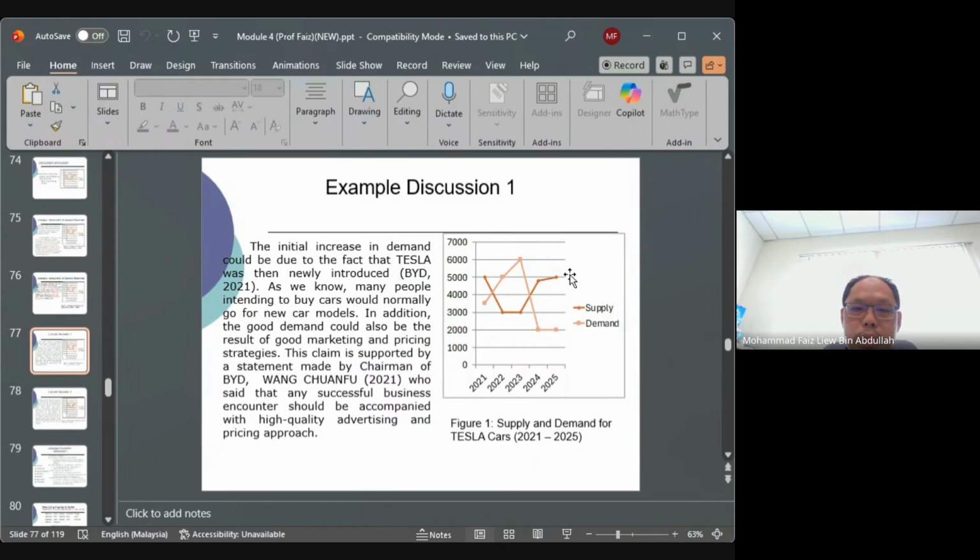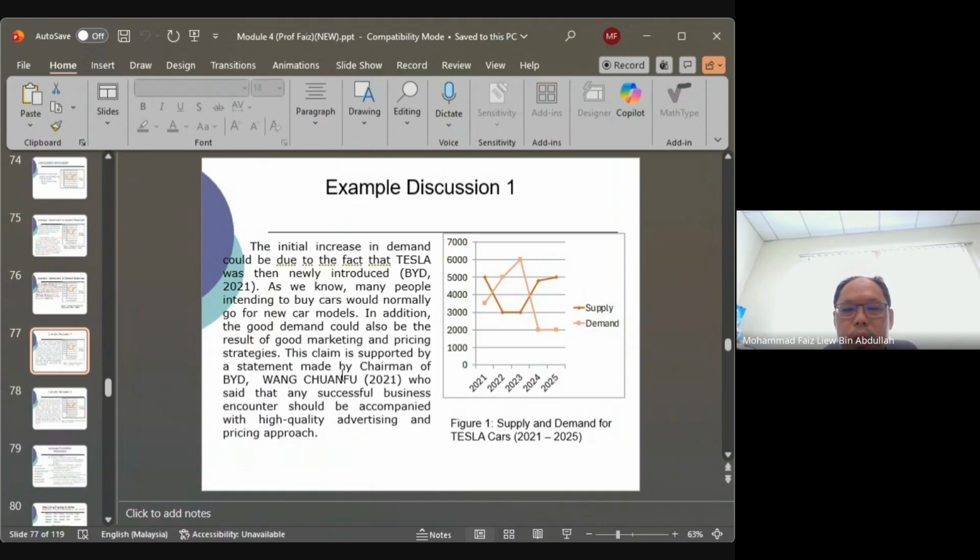Or you can do this type of discussion, which is a more detailed one, related to the statement of the chairman. So like this, the initial increase in demand could be due to the fact that Tesla was newly introduced, okay. As we know, many people who intend to buy cars will normally go for new car models. In addition, the good demand could also be the result of good marketing and price strategy.